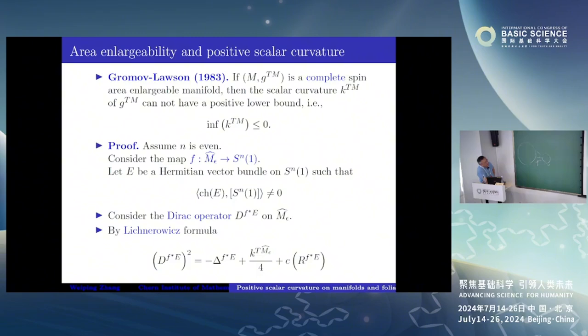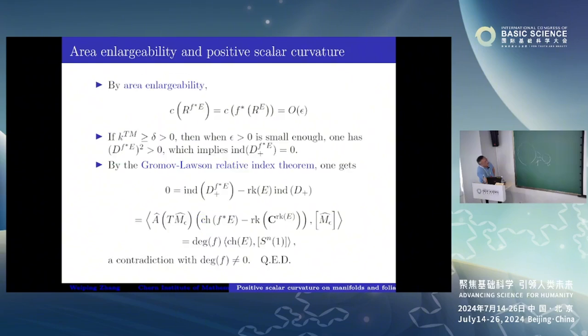Then on the covering space, we consider this twisted Dirac operator. By Lichnerowicz's formula, its square equals the Bochner Laplacian plus the scalar curvature, which is the pullback scalar curvature, plus a term involving the curvature of the twisted bundle. Then, since we have the area enlargeable condition, for any epsilon, this curvature term will be equal to the pullback of the curvature term.